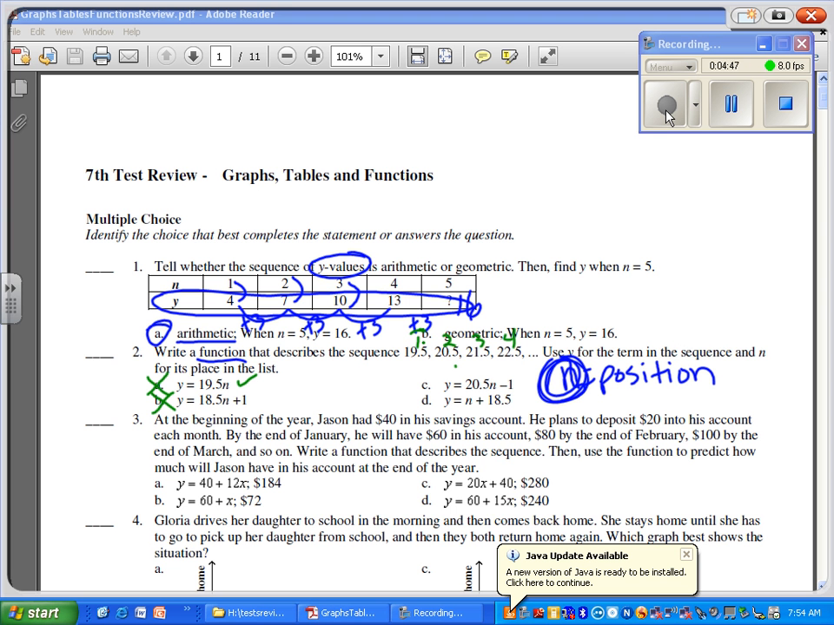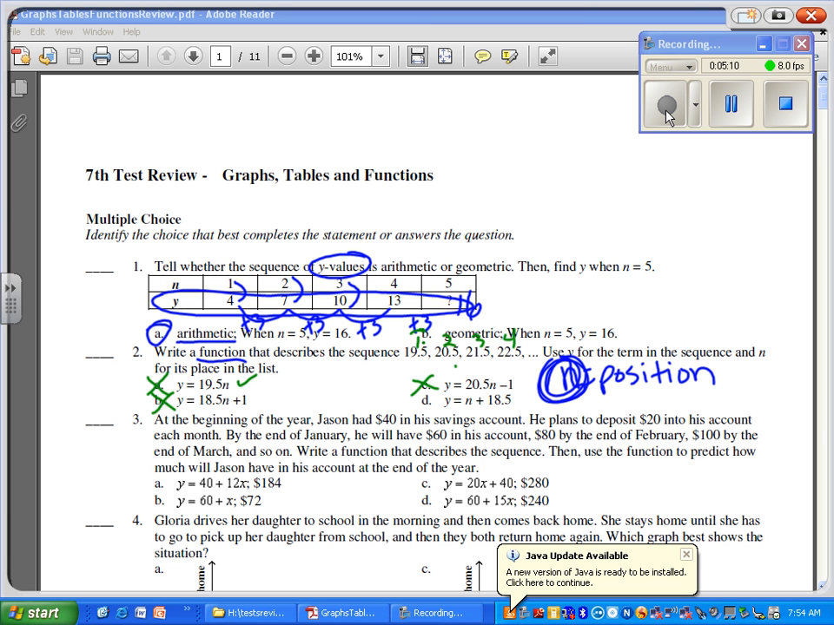20.5n minus 1. Again, it all works for the first one. 20.5 times 1 is 20.5, minus 1 is 19.5. So it works for the first one, but it doesn't work for the second one. 20.5 times 2 is 41, and then minus 1 would be 40. So 40 would have to be in the second row, so C is wrong as well.